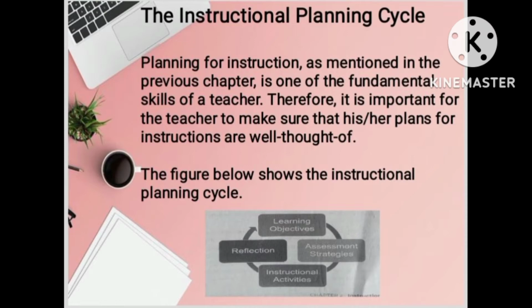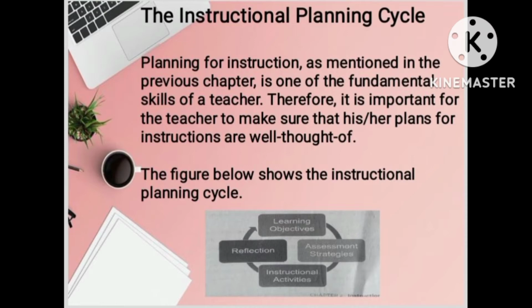Effective teachers begin the instructional planning cycle by identifying the content standards that the lesson or unit will address. At this stage, the teacher has a clear idea of what the students need to know, understand, and be able to do to meet these standards.